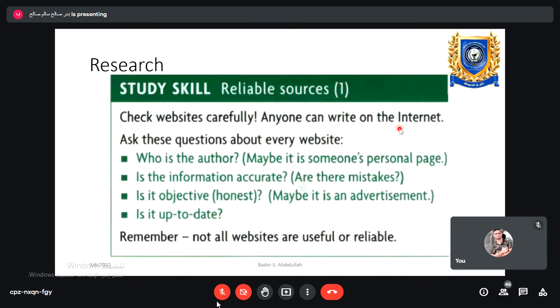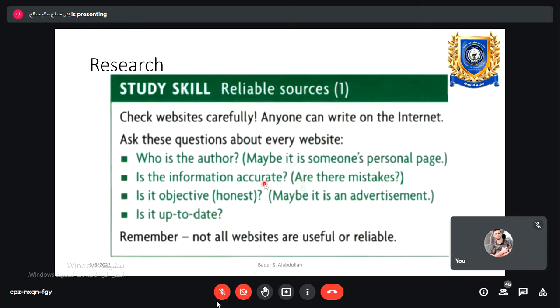So whenever you search for anything, ask these questions about every website. Ask yourself these questions. Who is the author? Who wrote this information on that website? Maybe it's someone's personal page, like a blog. You know, there are some bloggers. Those are people who write on their personal websites.